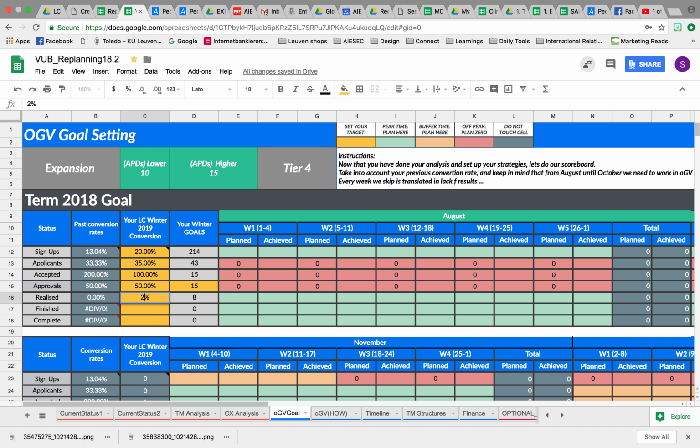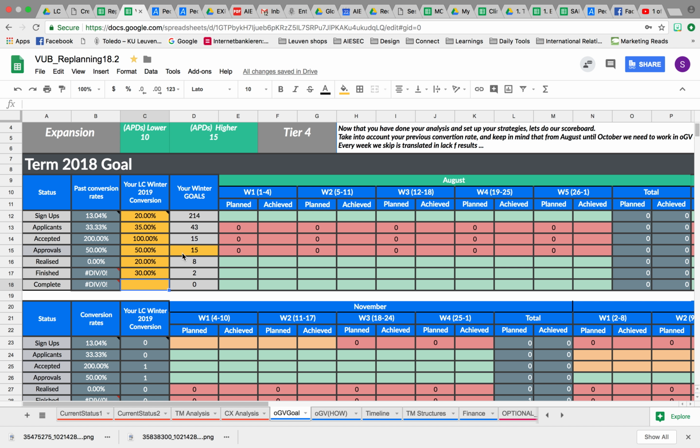Automatically, this tells you how much you need to achieve in each of the different stages of the customer flow. So now that you have these numbers, what you need to do is decide how much you are going to do in each of the different months.